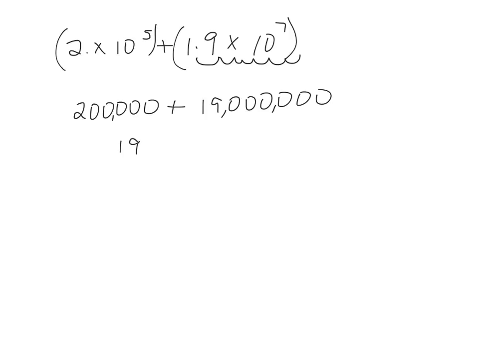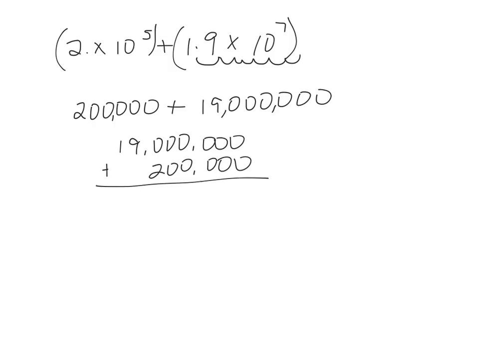Okay? And then I just simply add the two numbers. So I have 19 million plus 200,000, and I get 19,200,000. Now I need to put that back into scientific notation.